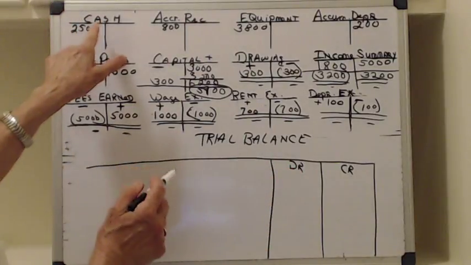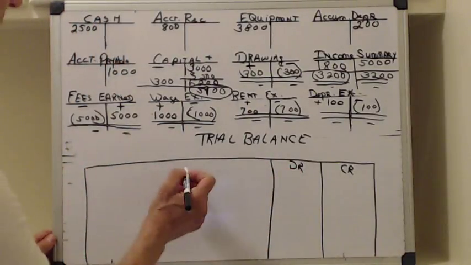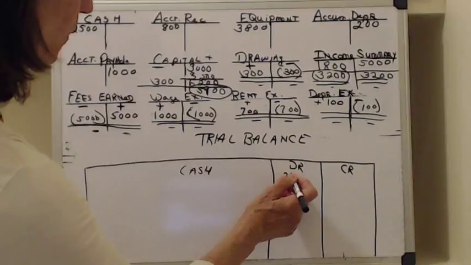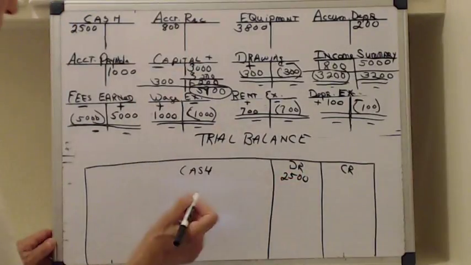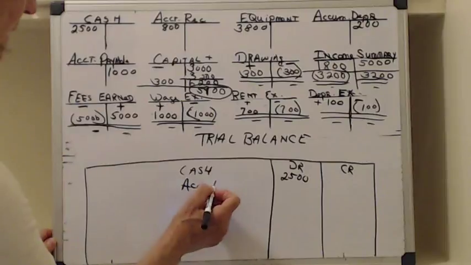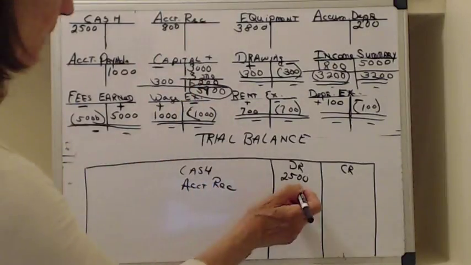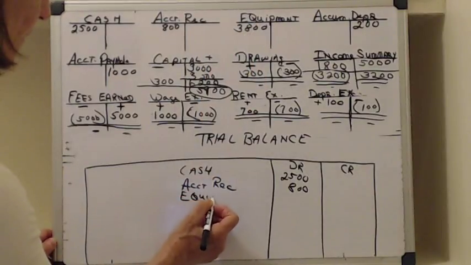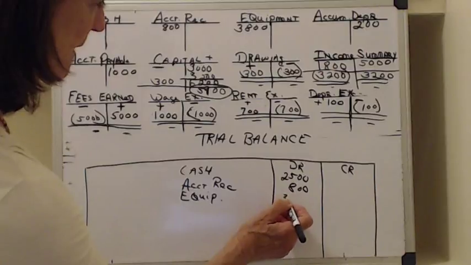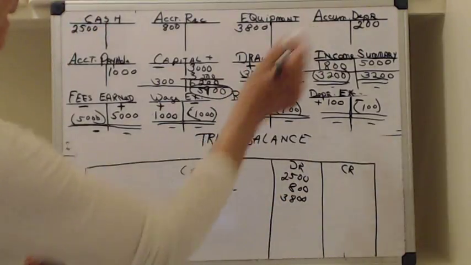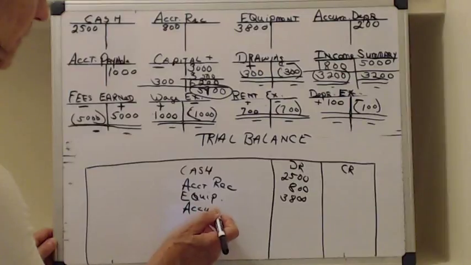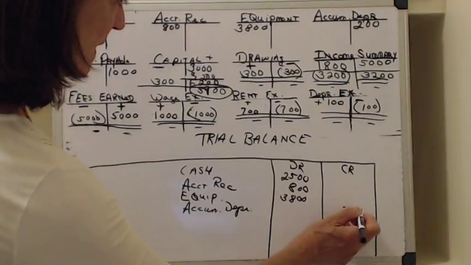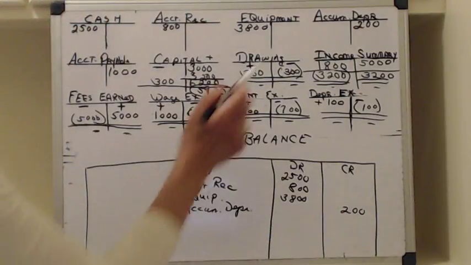So anyway, I'm going to write down only my accounts that are left open. So I have cash. I have a balance of $2,500 on the debit side. Accounts receivable, I have still open. It doesn't close. I have $800. Equipment, I have a balance of $3,800. These are debit balances, but now the accumulated depreciation on that equipment is going to be a credit of $200. That means that that equipment has lost $200 in value.